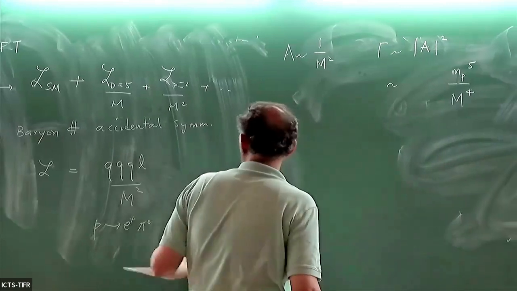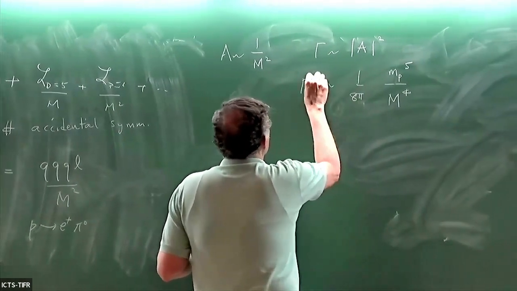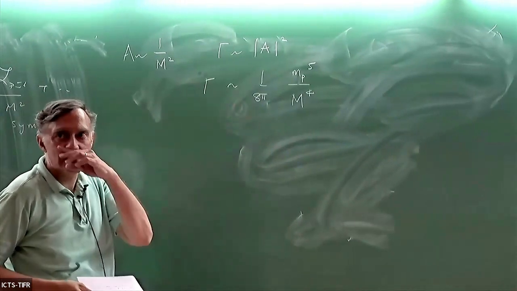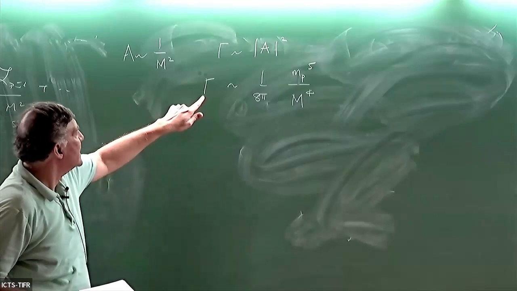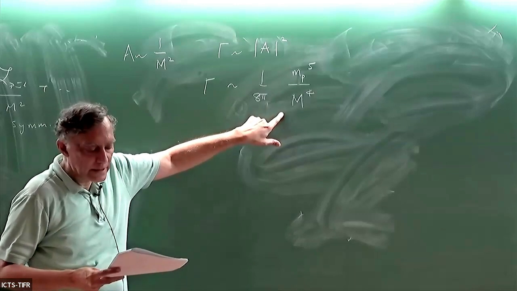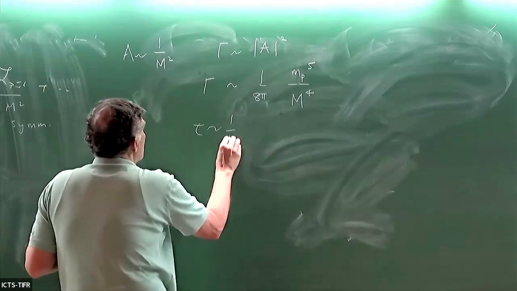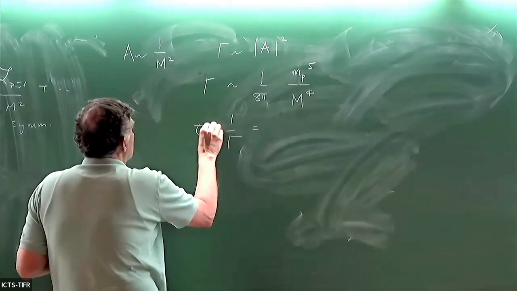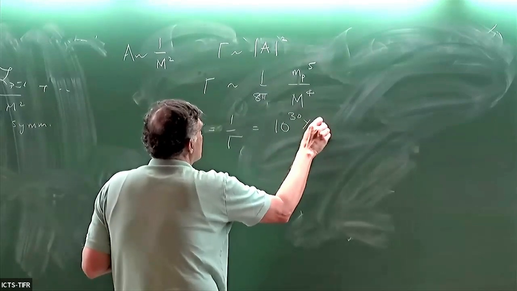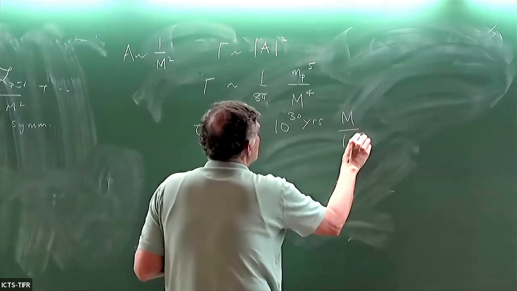And if you're familiar with these 2-body phase spaces, you typically get like a 1 over 8 pi or 1 over 16 pi or something. You can do a slightly improved estimate of the rate by including that. But really, the decay rate goes like the 4th power of the new scale. And if you work out the lifetime, which is 1 over gamma, you find 10 to the 30 years times M GUT, or this M, over 10 to the 15 GeV.